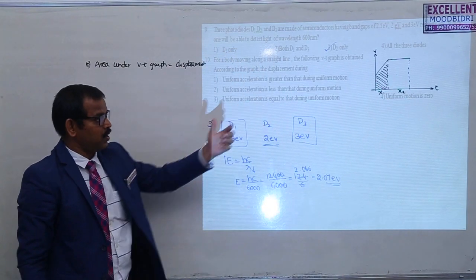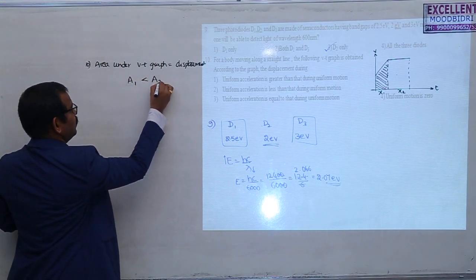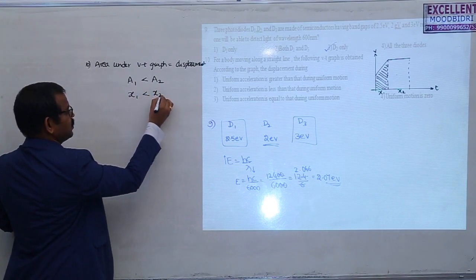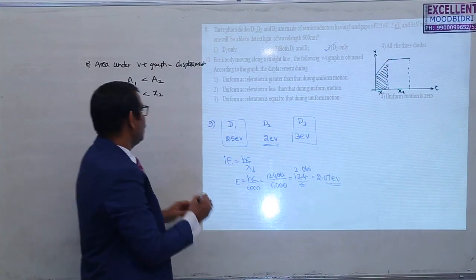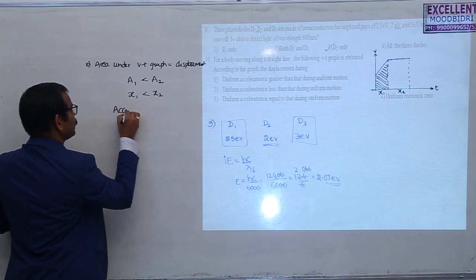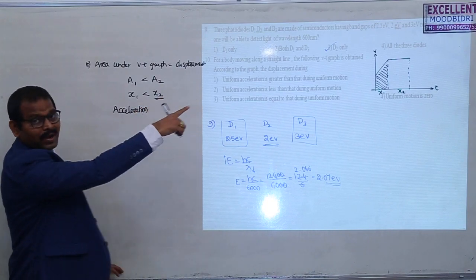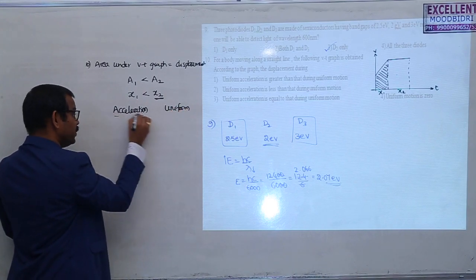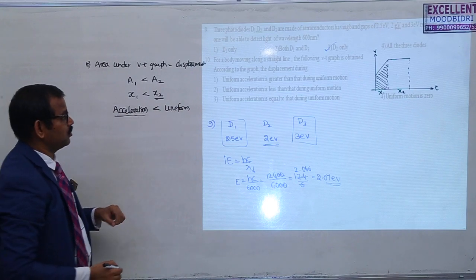So from this, as the area in the first part is less, we can write area in the first part is less than area in the second part. That is, displacement in the first part is less than displacement in the second part. In the first part, the velocity is gradually increasing, that is accelerated motion. But in the second part, velocity is constant, so uniform motion. So displacement during acceleration is less than displacement during this uniform motion.